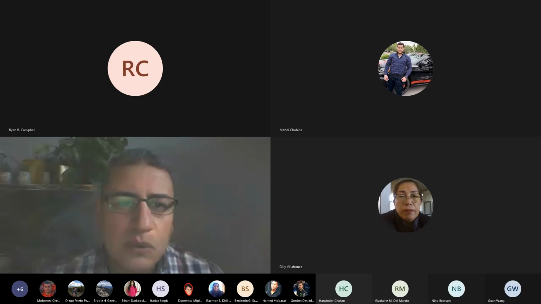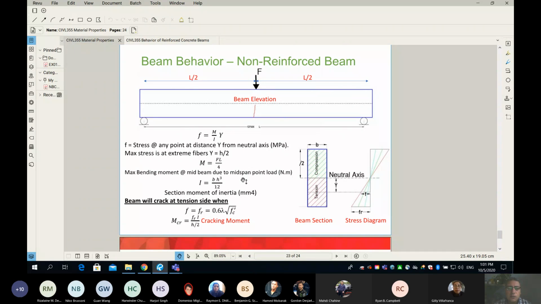As I said, I was trying to show you how a non-reinforced concrete beam would behave. So in the slide, you see there is a simply supported beam. It has a span of L. We have a point load acting in the middle. So when this happens, for sure, if your force is equal to zero, the moment is equal to zero, and the stresses are equal to zero.